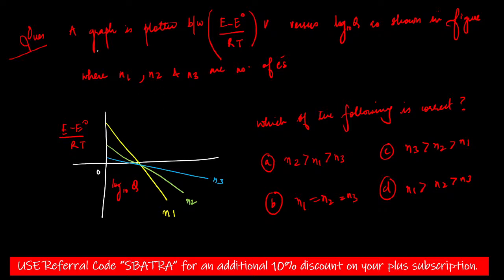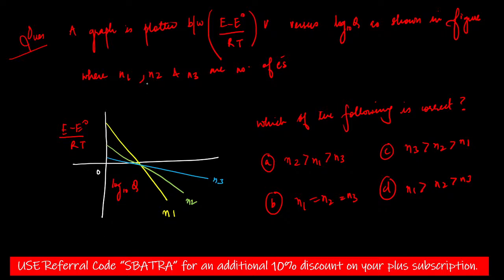Okay, the question is, a graph is plotted between this value. What is this value? (E minus E naught cell) by RT. This is your y-axis versus log Q, where Q is the reaction quotient. So log Q is your x-axis, and (E minus E naught) by RT is your y-axis. This is your graph.